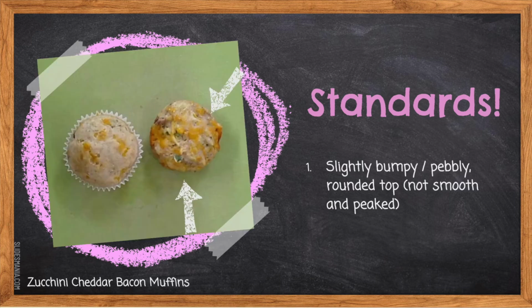Standards. 1. Slightly bumpy, pebbly, round top, not smooth and peaked. This is caused by not over mixing your dough and making sure that you mix until it's just moistened. If you over mix, you will activate the gluten, causing smooth tops.